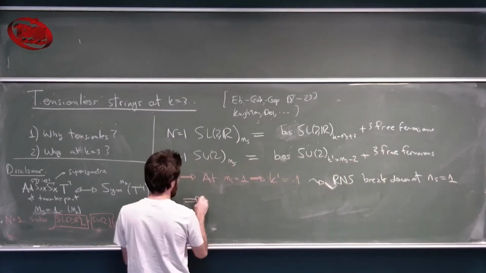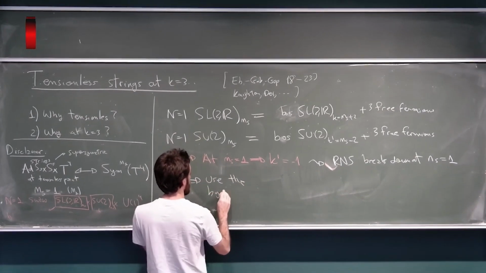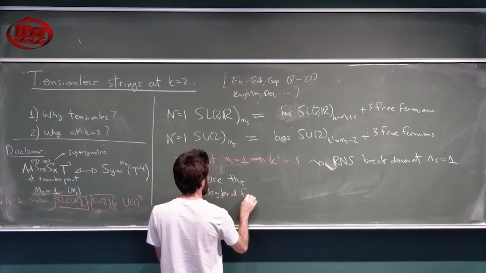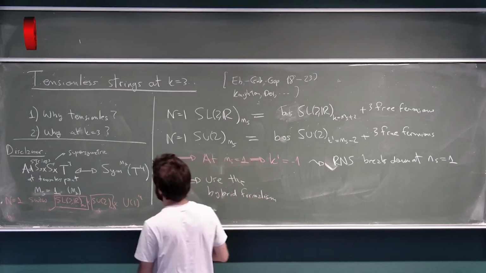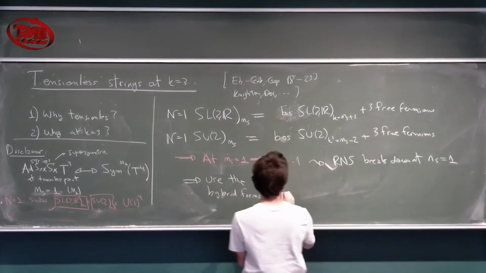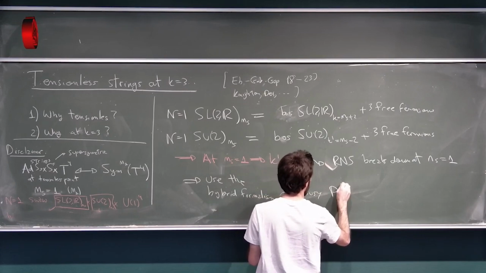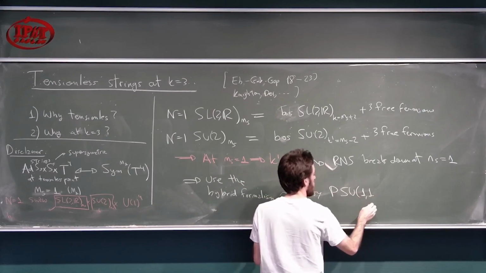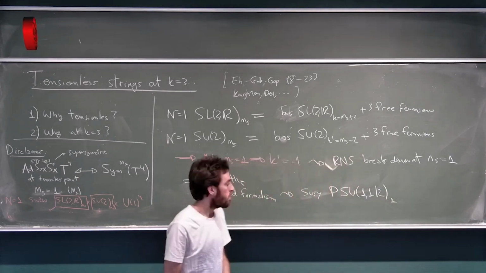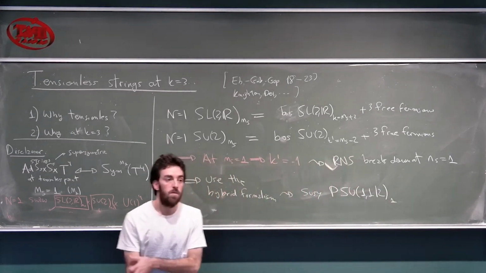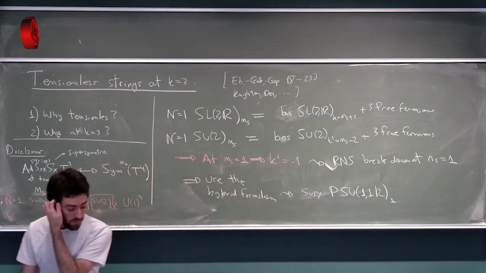And you should use the hybrid formalism, where you stop insisting on separating this in this way and you just work with the full supersymmetric PSU(1,1|2) model at level 1. Fine. This is a fact of life. At n5 equals 1, you cannot use the RNS formalism I described.